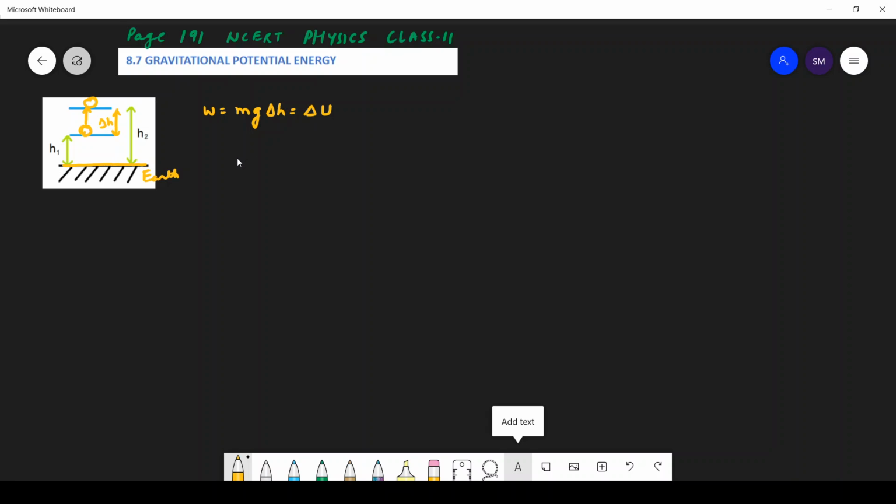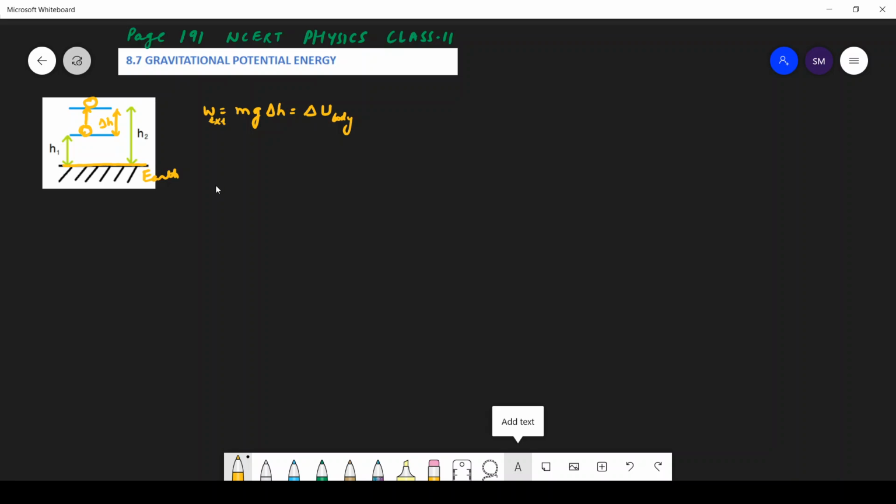So if the position of the particle changes on account of forces acting on it, then this change in potential energy is just the amount of work done on the body by the external force. So we have the amount of work done by the external force, and this is the change in potential energy of the body whose mass is m.